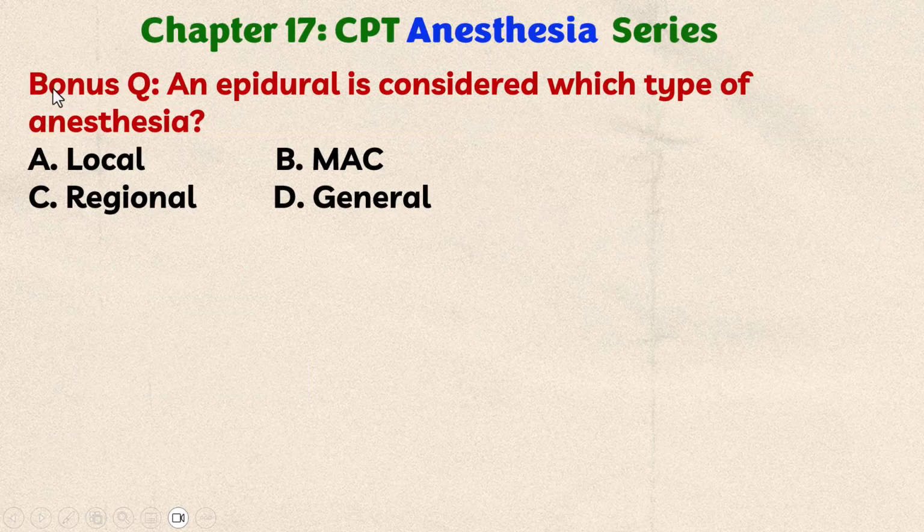A bonus question. An epidural is considered which type of anesthesia? A. Local, B. MAC, C. Regional, D. General. Think the answer and leave the answer in the comment section.